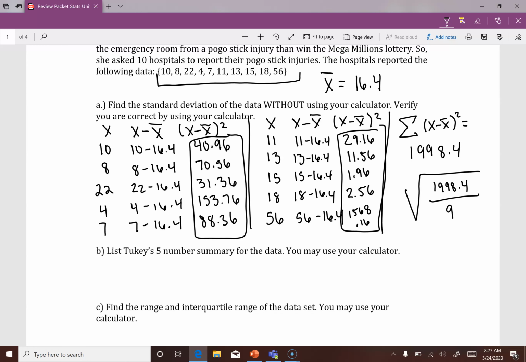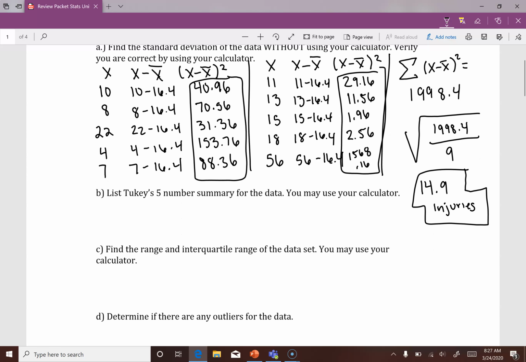And that is going to give me an answer of 14.9, and our units are pogo stick injuries. I did check that with my calculator, and I did get that answer. Okay. All right, B here, list Tukey's 5-number summary.